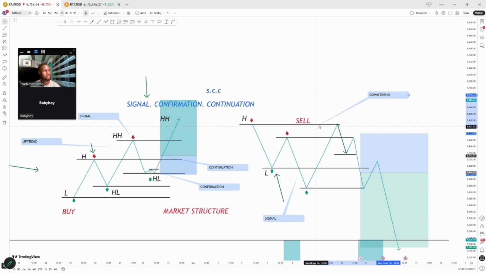Confirmation. Yes. Where is our confirmation? This was our signal because the sellers were able to break below this level of the buyers, which is causing a signal.